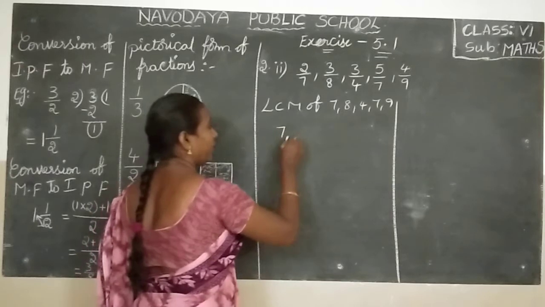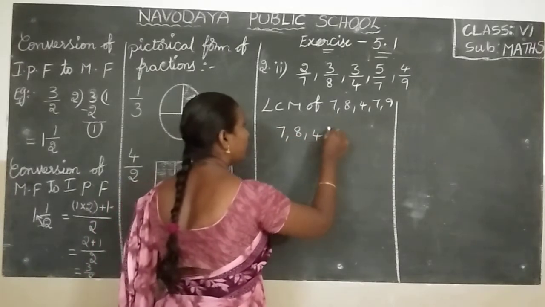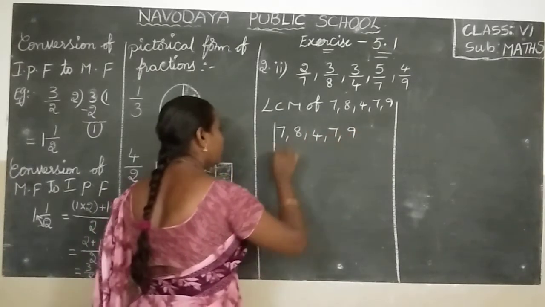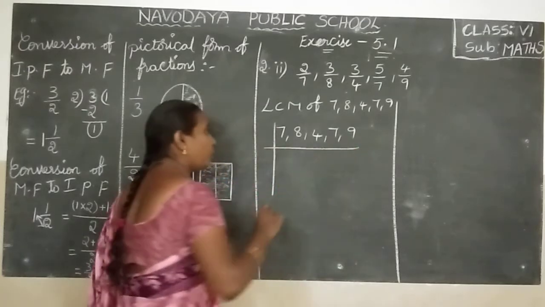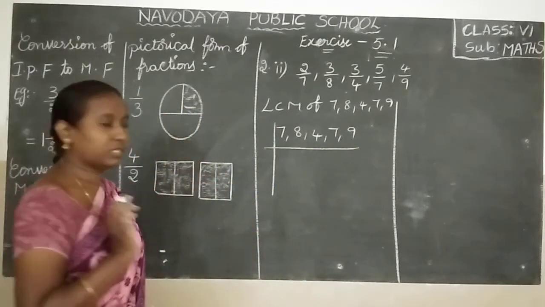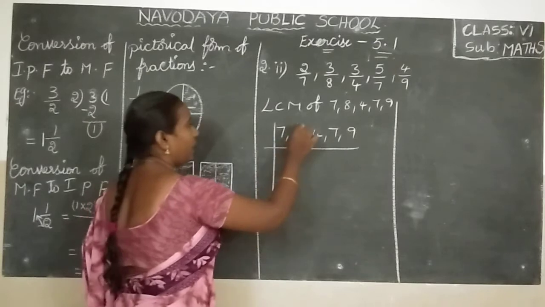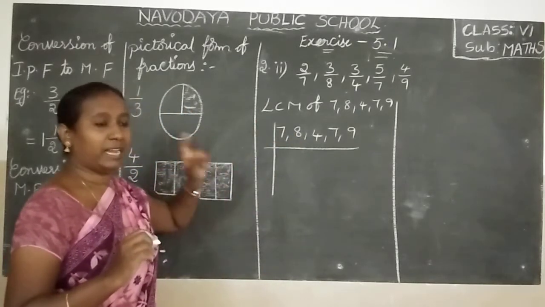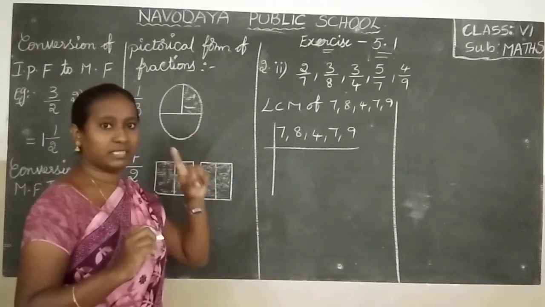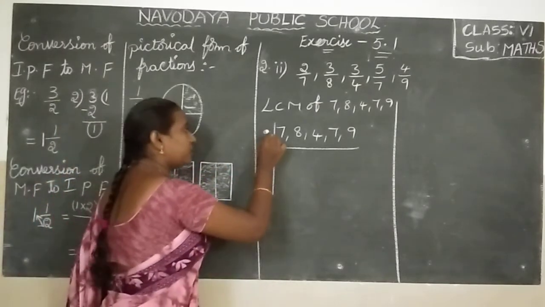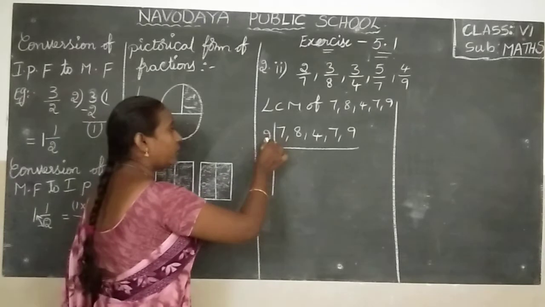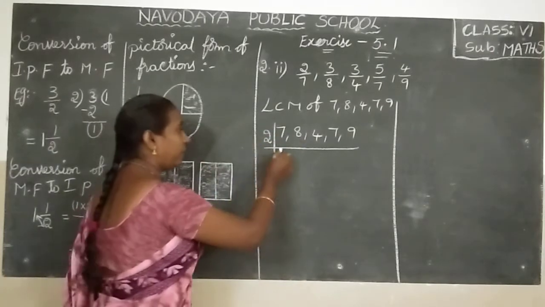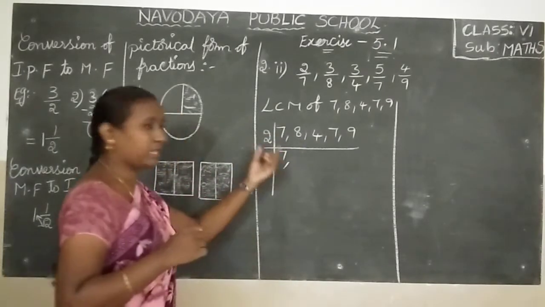So 7, 8, 4, 7, 9. For doing the LCM we use only prime numbers. Before doing the LCM, we see whether at least two numbers are cancelled by the same table. So here I am taking 2. 2 is not in 7, so take that same number.